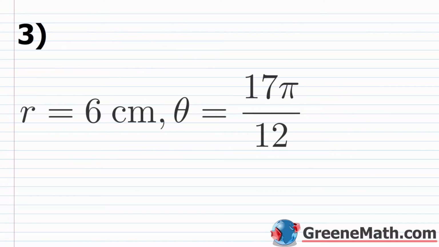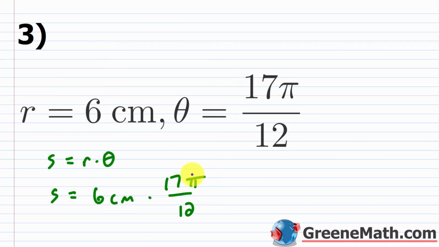Okay, let's take a look at problem number 3. So again, let me write this out. S is equal to R times theta. So here the radius is 6 centimeters and your theta is 17 pi over 12. So here S, the arc length, is equal to R, which is 6 centimeters, times your theta, which is 17 pi over 12. Let's go ahead and say that I can cancel a common factor of 6 between here and here. So 6 divided by 6 is 1, and 12 divided by 6 is 2. So this is just going to be 17 pi over 2 centimeters.